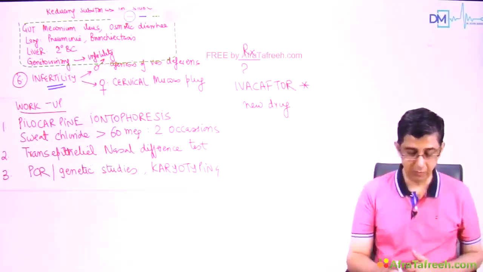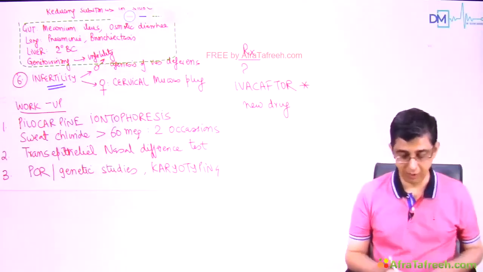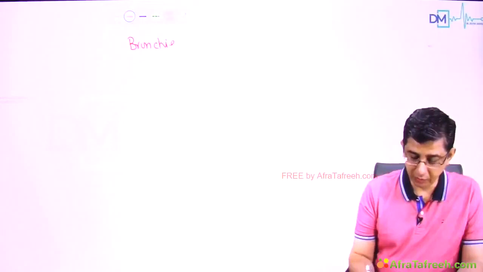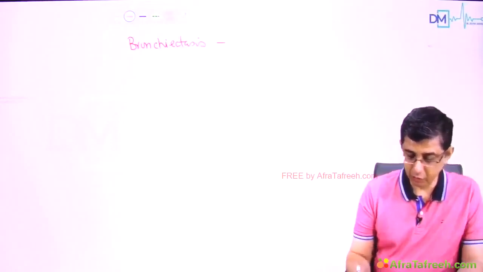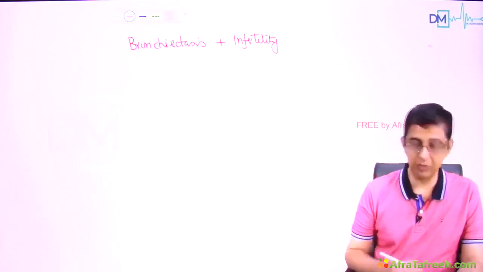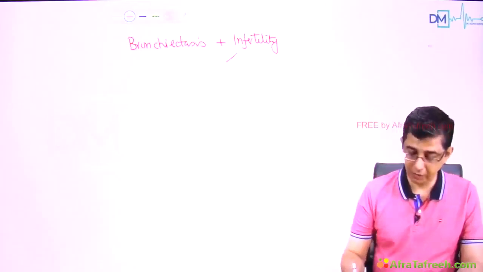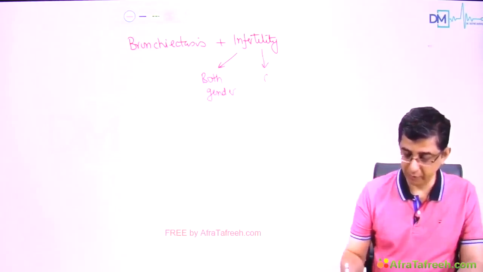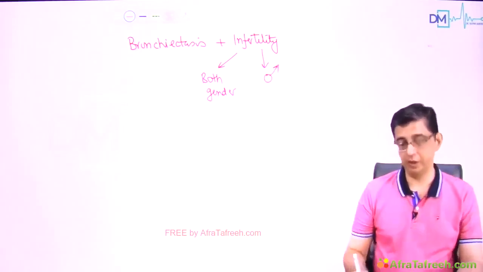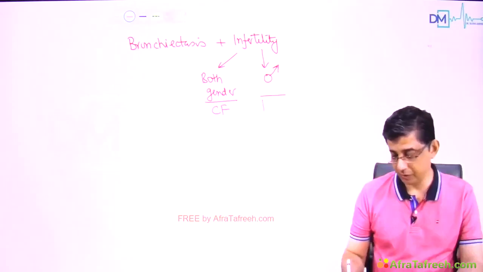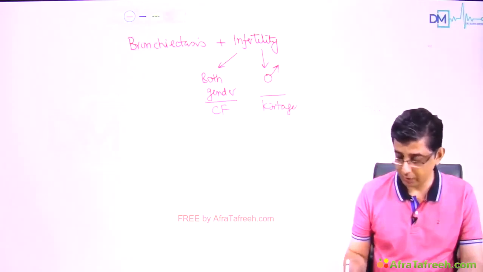The main focus, I'll come back to the previous slide, and I'll just summarize that for you. Whenever you read a multiple choice MCQ with bronchiectasis, which is also talking about infertility, you have to be careful to see whether the infertility component is given in both the genders, or only for a male patient, because infertility in both genders is a feature of cystic fibrosis, whereas only for a male patient is a feature of Kartagener syndrome.